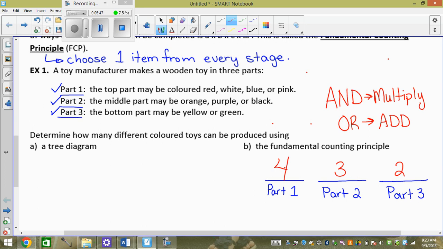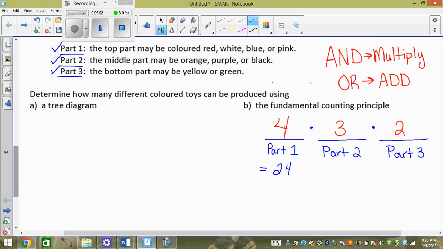So I'm going to multiply these. 4 times 3 times 2, which is 24. And here it says, determine how many different colored toys can be produced. If it's a written response, you're giving a sentence. So 24 different colored toys can be produced.